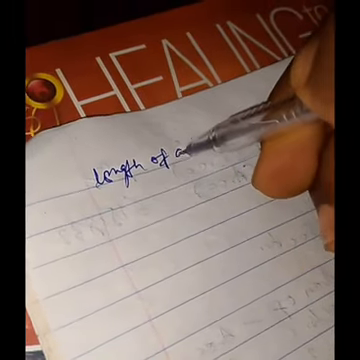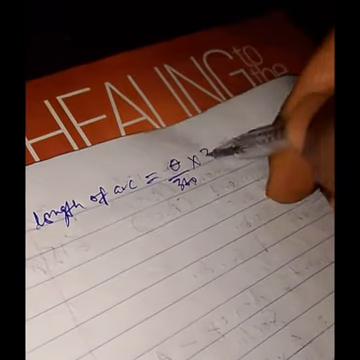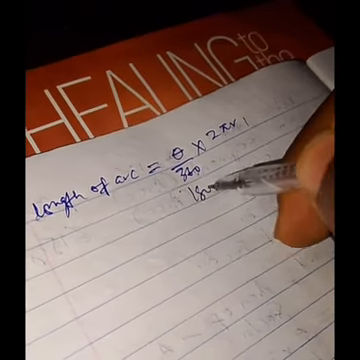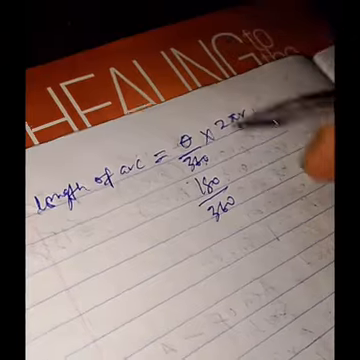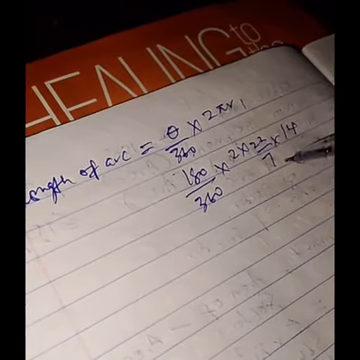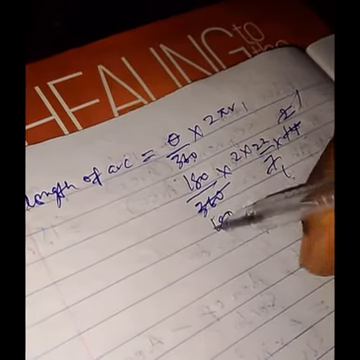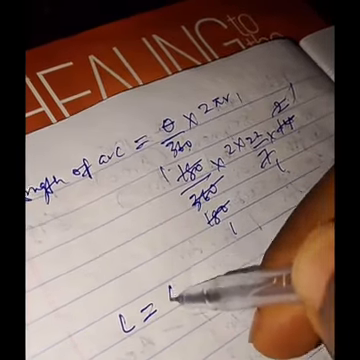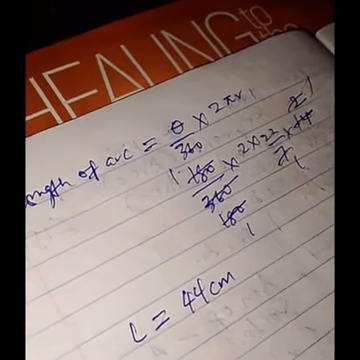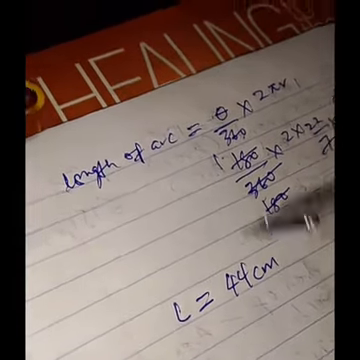For the length of the arc in that same question, the length of the arc is equal to theta over 360 times 2 pi r. And theta we have there is 180. 180 over 360 times 2 times 22 over 7 times r, which is 14. 7 here 1, 7 here 2, 2 here 1, 2 here 1, 180 here 1, 180 here 1. So what we have here, the length is equal to 44 centimeters. So the length of the arc is 44 centimeters.